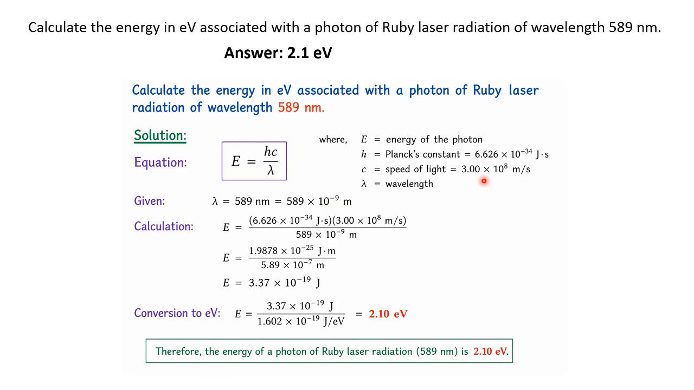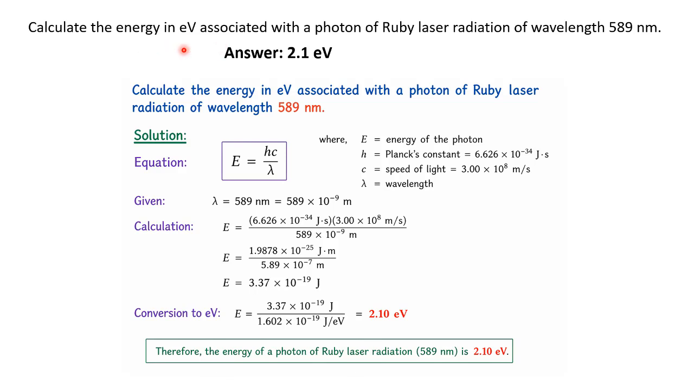C is the velocity of light. You have to remember this value. It is a constant quantity, 3 into 10 raised to 8 meter per second. And h is Planck's constant, which is 6.6 into 10 raised to minus 34 joule second in SI units. If I substitute these values in the formula, we can calculate the energy in SI unit, which is joule, roughly 3.37 into 10 raised to minus 19 joule.